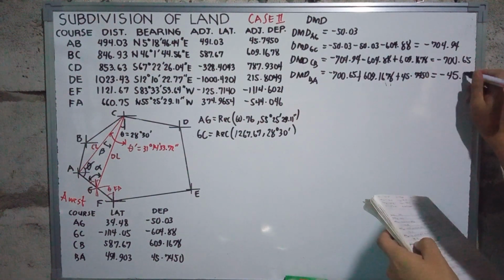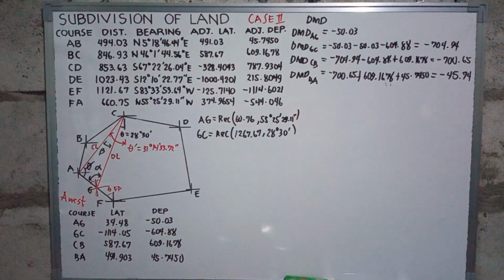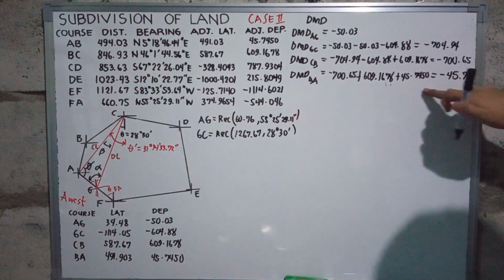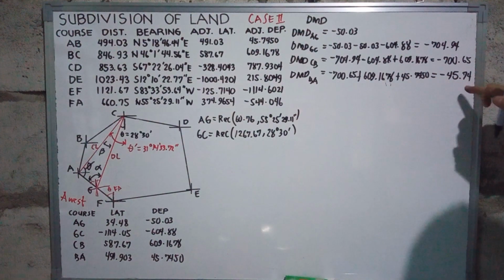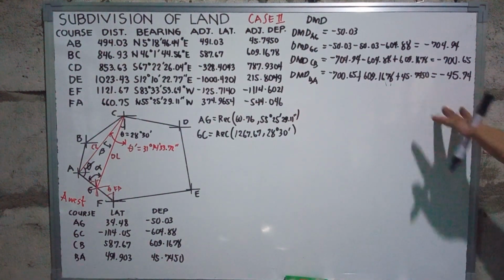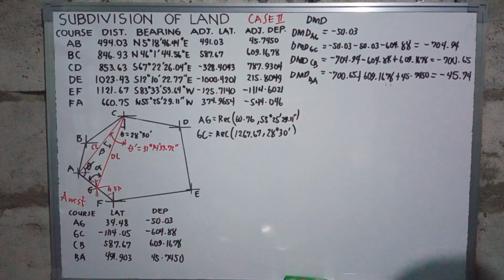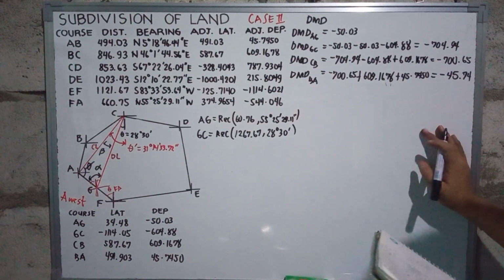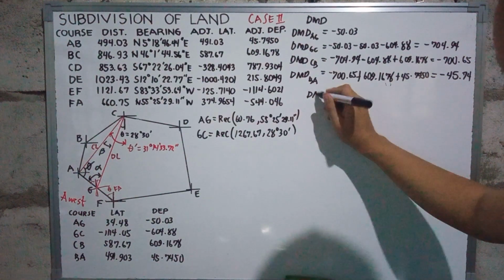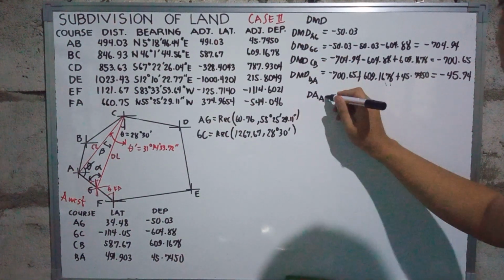So, para ma-check natin kung tama, tingnan nyo na lang, di ba? Positive yung BA natin, tapos yung DMD niya is negative. Parehas yung numerical value nila, pero nagkaiba lang ng sign. Therefore, tama yung ginawa nating procedure. Ngayon, kunin naman natin yung double area. So, let's say the double area between of AG.